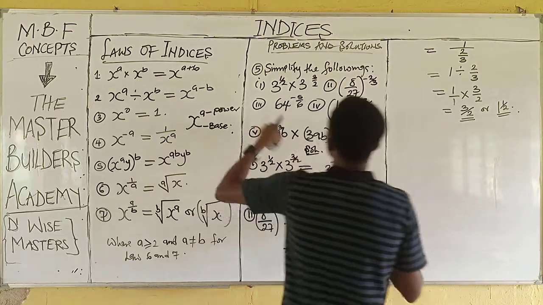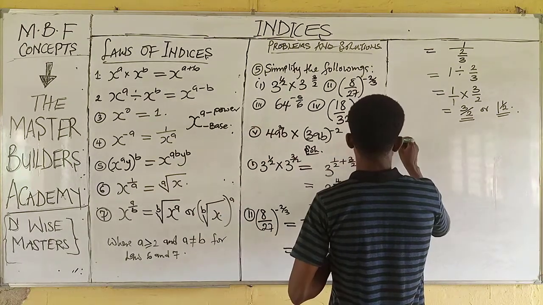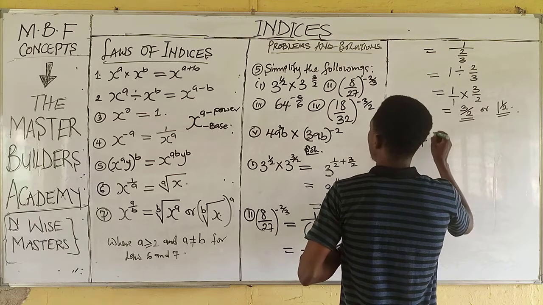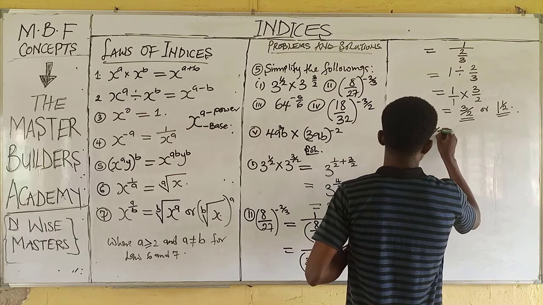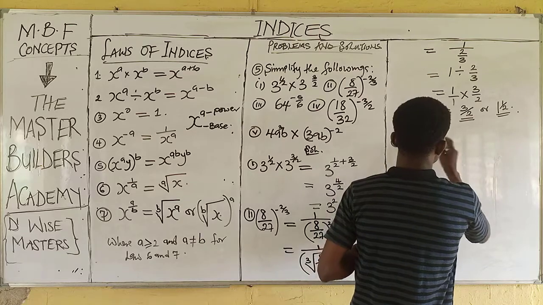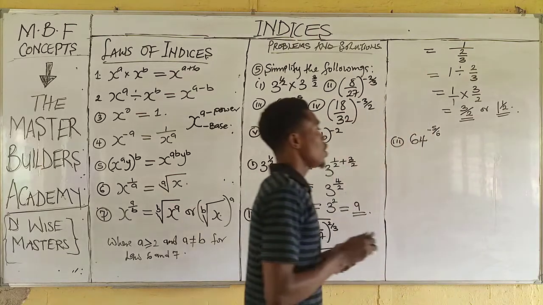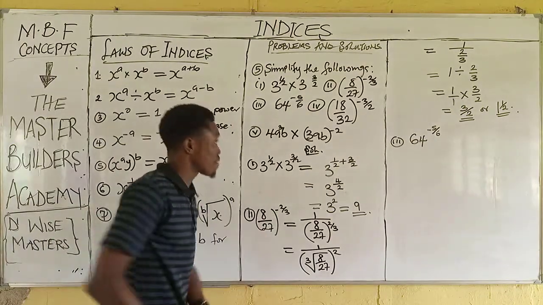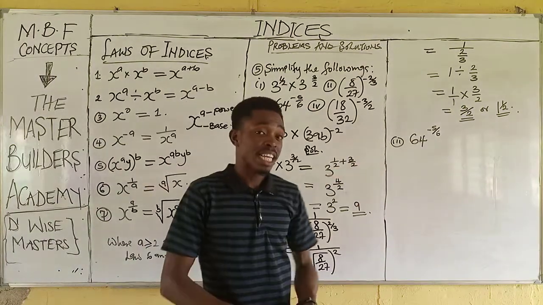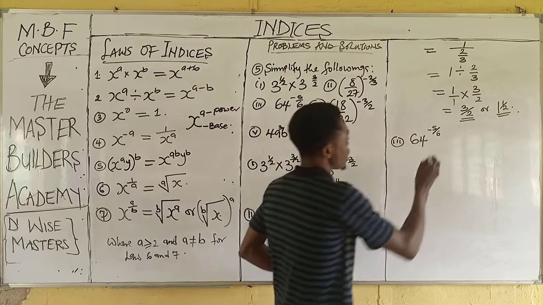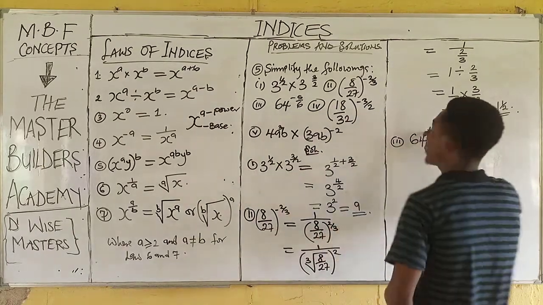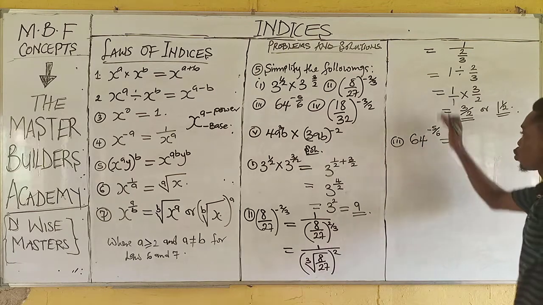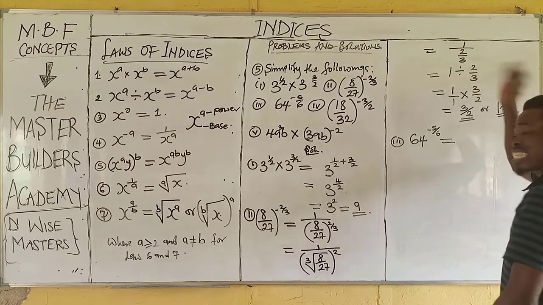Then we have question number 3 on the board. Question number 3, we have 64 raised to the power minus 5 over 6. This question is not different from the one we just saw. They are the same, only that here the base is in fraction, but here now we have the base to just be a simple term. All we need to do now is to also first implement law number 4 by removing this negative and turning to the reciprocal of the base to the same power.